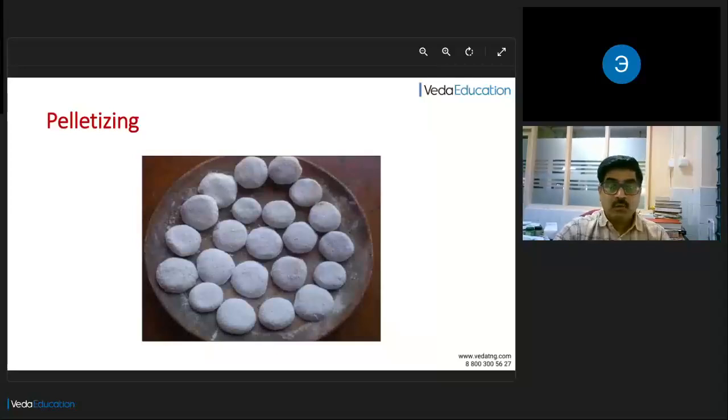Okay? So this shape has a unique importance because this circular shape helps to distribute the heat uniformly.